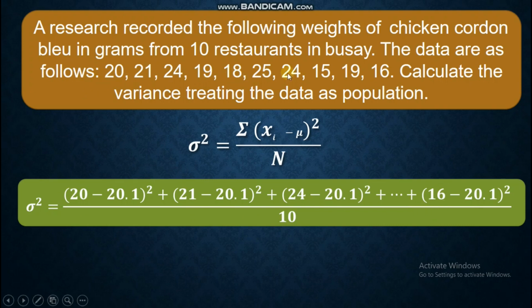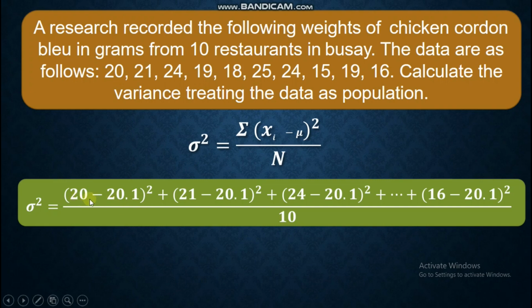So all data will be substituted, from the first data going to the last data. Now what is 20.1? Very good. It is our population mean. How did we get 20.1? Okay, that's great. You will just add all the data and divide it by 10. So you will have 20.1.